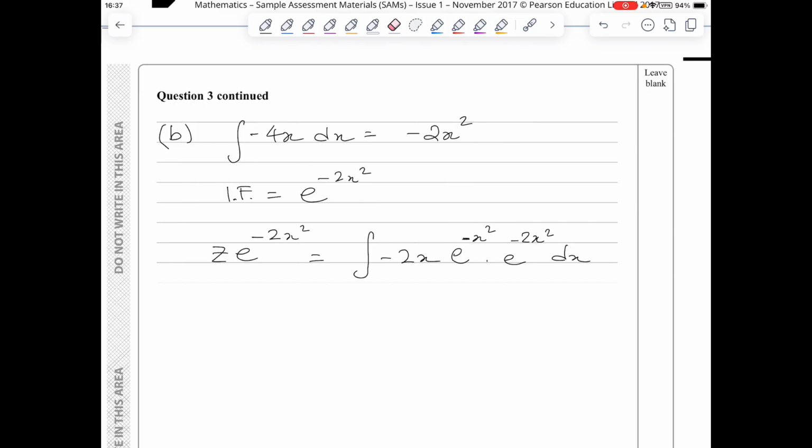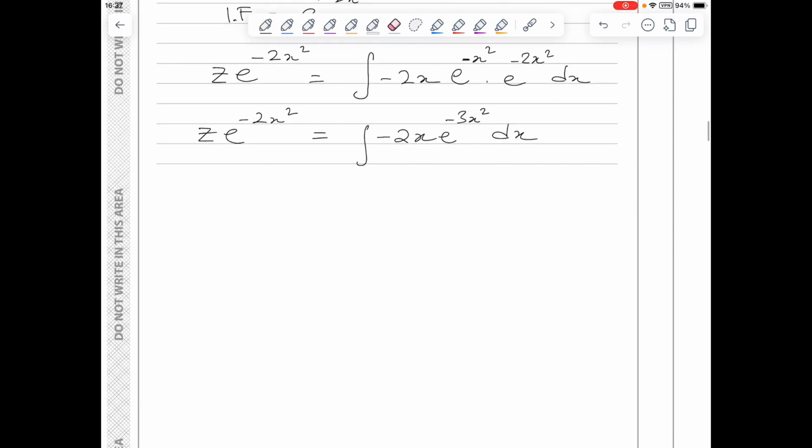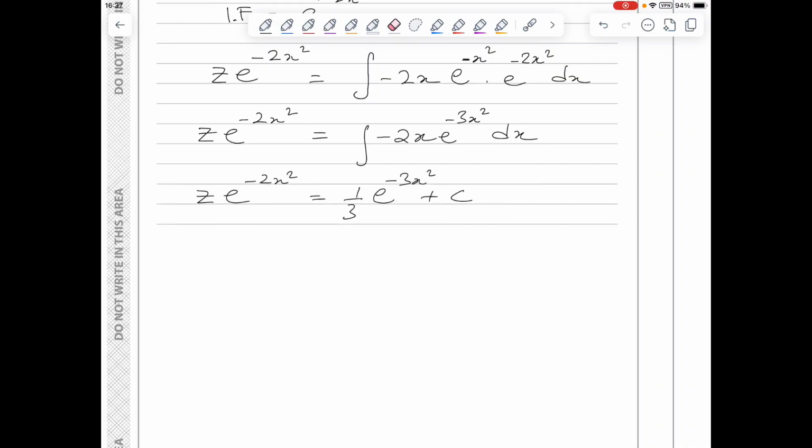So the solution of the differential equation, z e to the minus 2x squared, is given by the integral of the right-hand side of the equation times the integrating factor. And if I simplify by adding those two powers, I will get this integral. And if I proceed and integrate this, I will get 1 over 3 e to the minus 3x squared plus c. So to get z on its own, I will divide both sides by e to the minus 2x squared and get the following result.